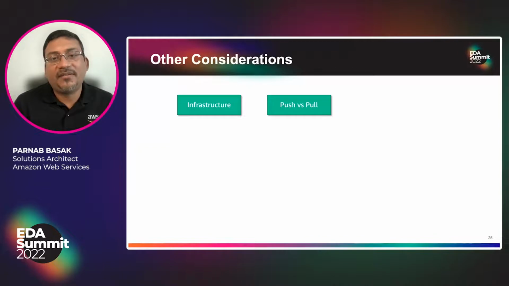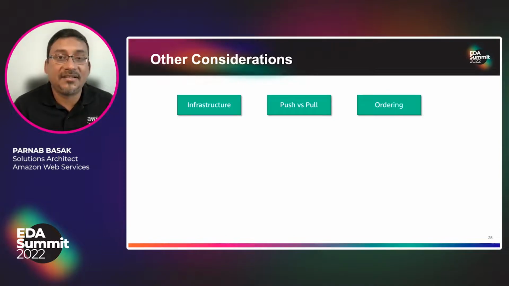Then there is push versus pull. Are events sent to the consumers, or do the consumers need to fetch the events from the channel? Then there is ordering. Are events guaranteed to be delivered in the order that they arrive? What if I have a strict requirement to receive messages in the order that was published? Then there is latency. How soon after a publisher publishes a message will it be available to the consumer?